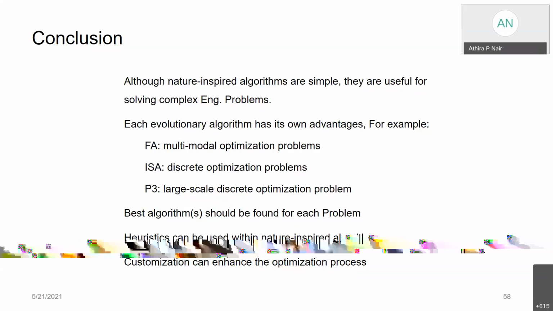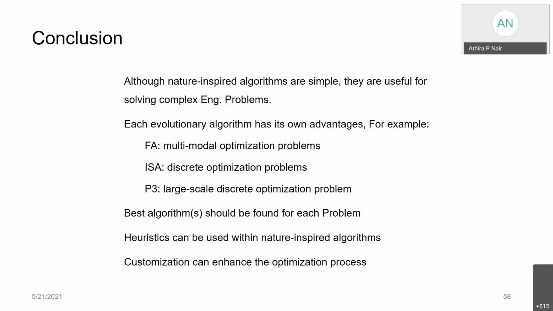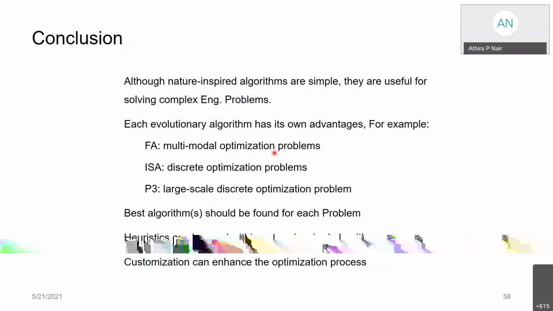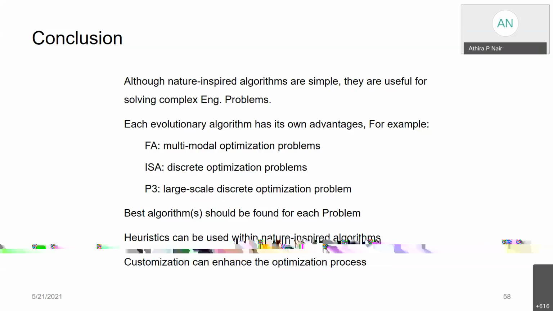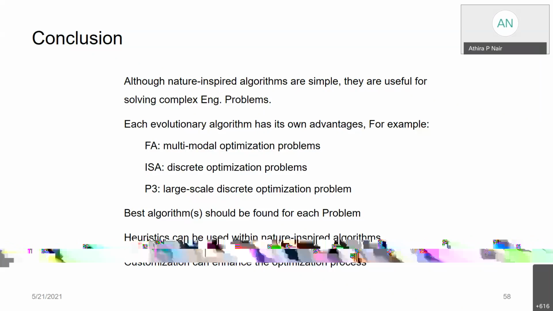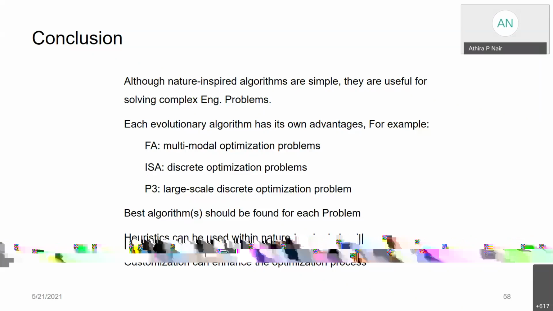And I should say each of these algorithms could have advantages and could be strong in one sort of problem. Like this FA could be very good for multimodal optimization, ESA could be good for discrete optimization, or P3 could be good for large scale discrete optimization. And eventually, as I said, try to use heuristics and find a way to embed your information into the evolutionary process, which can really boost your algorithm.